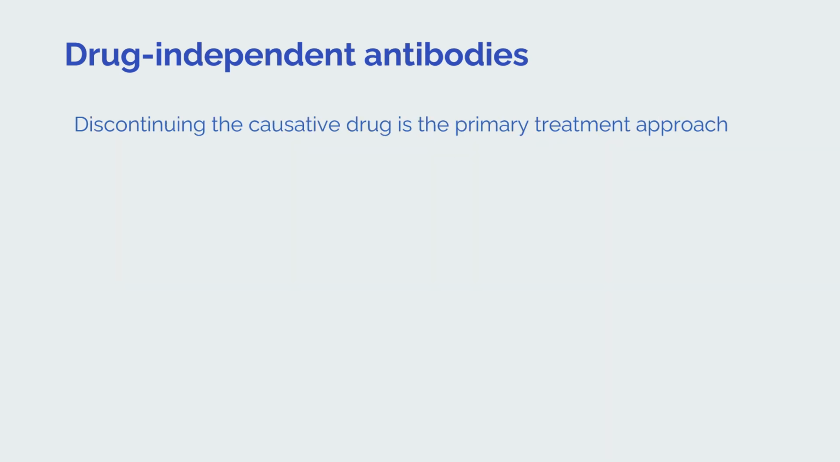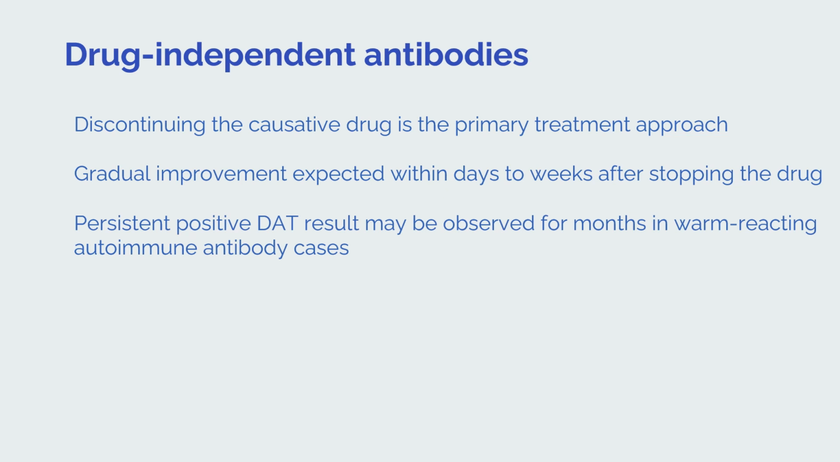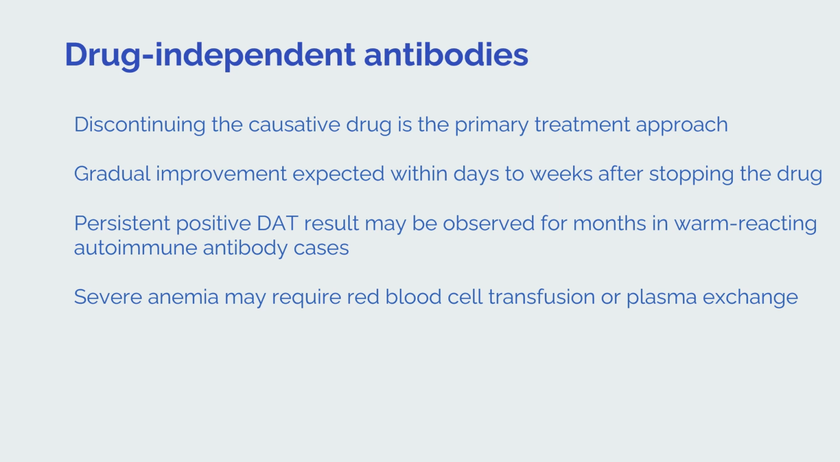The primary treatment for drug-induced immune hemolytic anemia, DIHA, is discontinuing the causative drug. Most patients will gradually show improvement within a few days to several weeks after stopping the drug. In cases where a warm-reacting autoimmune antibody is present, a positive DAT result may persist for months even after hematologic recovery. Severe cases of anemia may require red blood cell transfusion or plasma exchange.